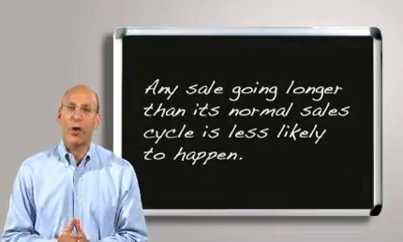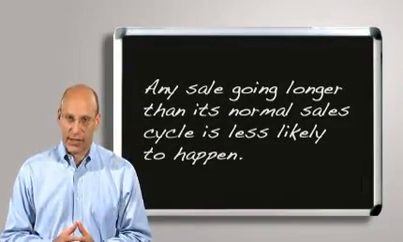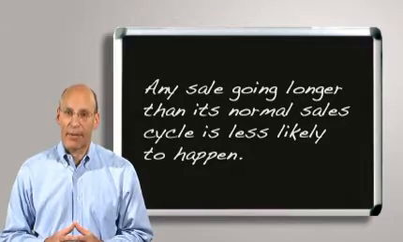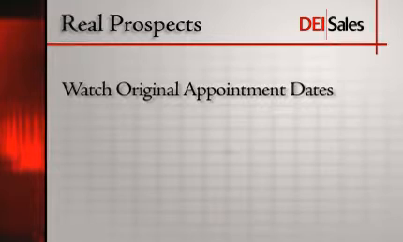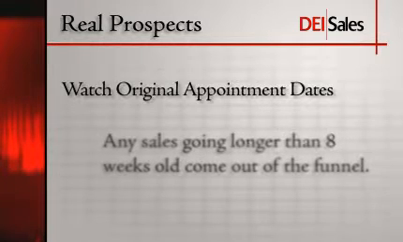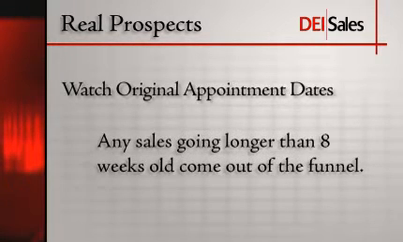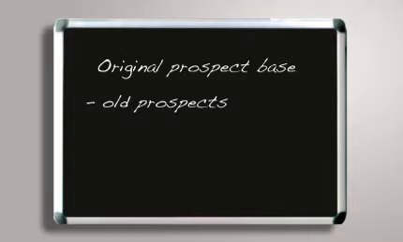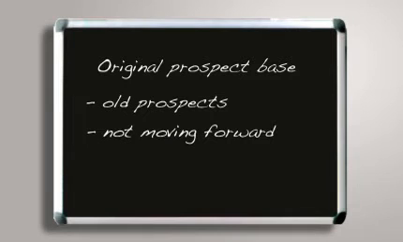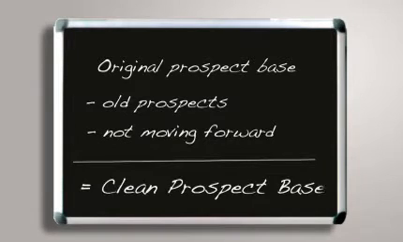And any sale going longer than its normal sales cycle is less likely to happen. So by keeping my eye on original first appointment dates, at the end of the sales cycle, that is to say, any sale that's longer than, let's say, 8 weeks old, I start to take out of the funnel. Well, if I remove from my prospect base everything that's too old, plus take everything out that's not moving forward, I have a clean prospect base.